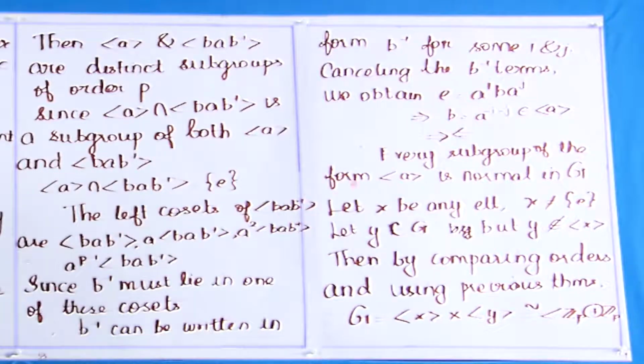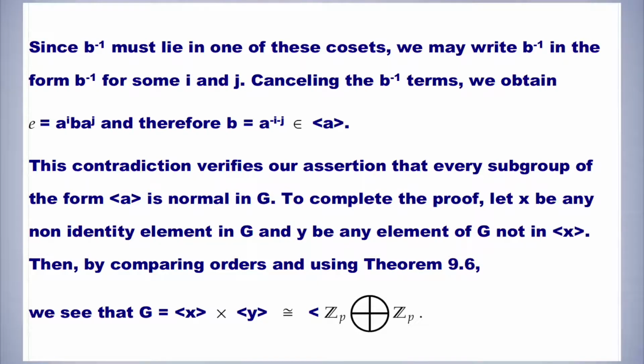Therefore, every subgroup of the form ⟨A⟩, the set generated by A, is normal in G. Let X be any element such that it is not equal to the identity element, and let Y belonging to G be any element such that Y does not belong to the set generated by X. Then by comparing orders and by using the previous theorems, we can arrive at this result: G is equal to the set generated by X times the set generated by Y, and this is isomorphic to Zp direct sum Zp. So, we have proved the result.